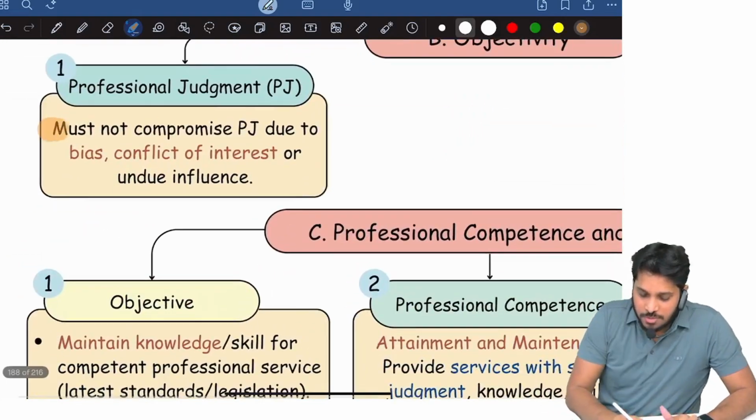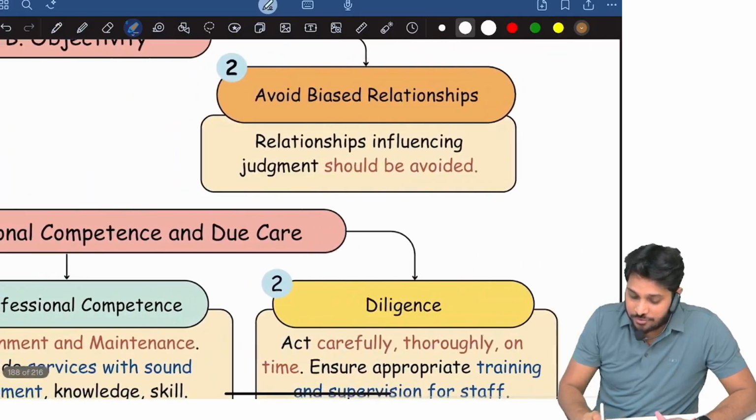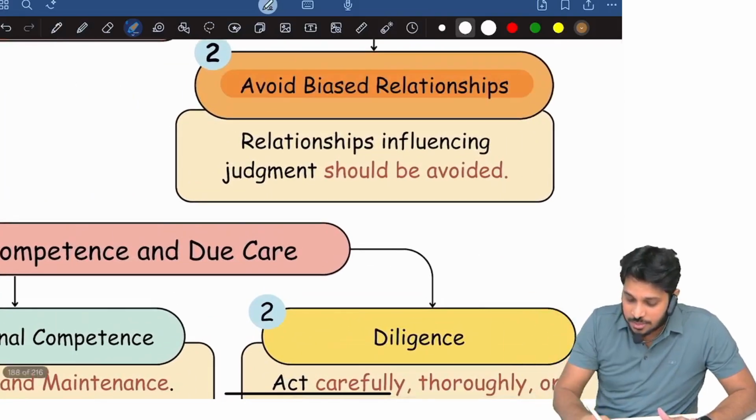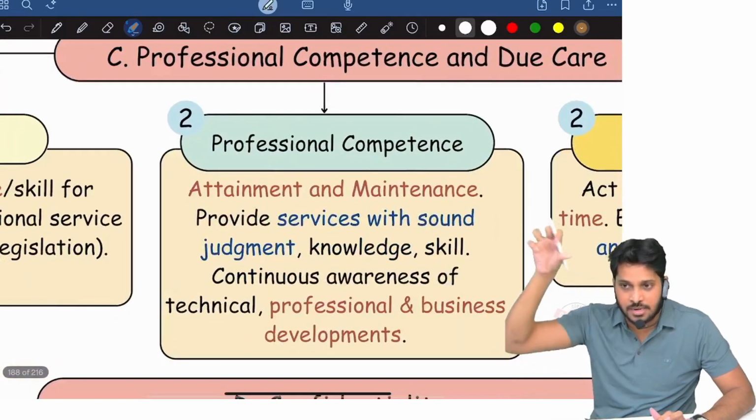Objectivity. You must not compromise professional judgment due to bias, conflict of interest, or undue influence. Avoid biased relationships. Relationships, if at all influencing your judgment, should be avoided. That's why the independence requirement is there.